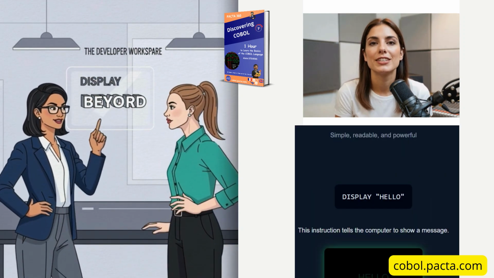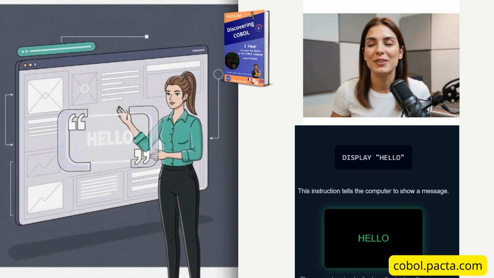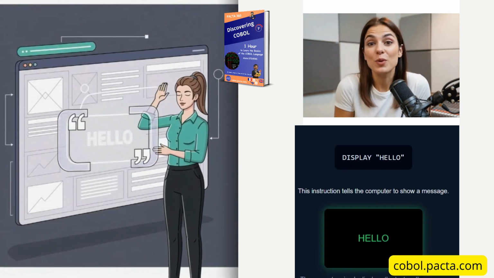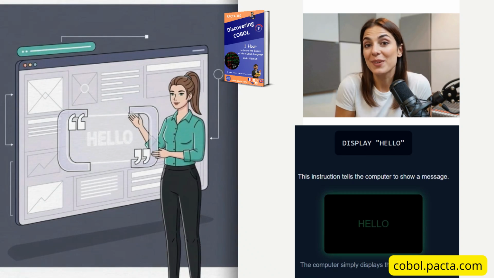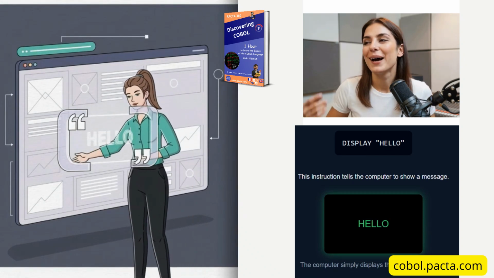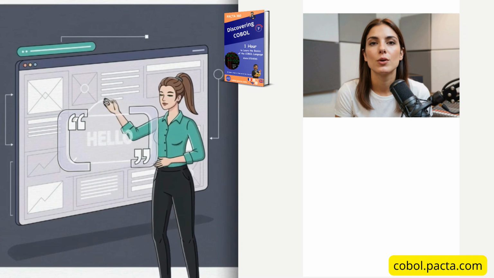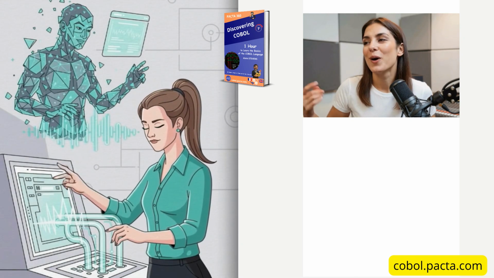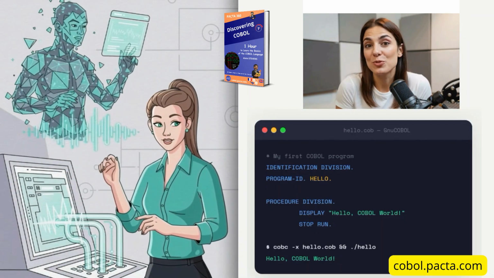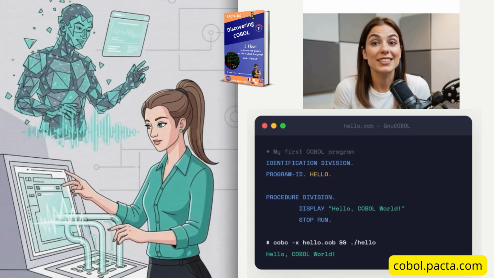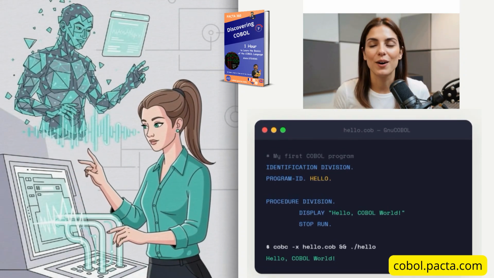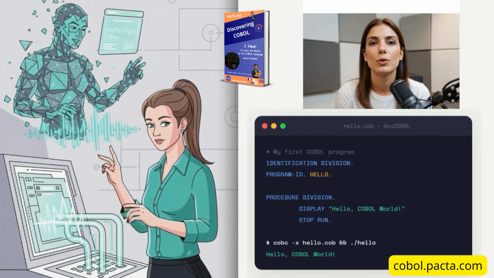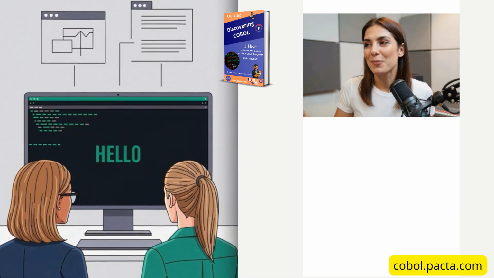To communicate with the system, we use descriptive verbs that clearly state our intent. One of the most essential verbs is display, which acts as a direct command to present information to the user or the log. Every command requires an object to act upon, which we call a literal when it is fixed text. By placing the word hello inside quotation marks, we define exactly what the system needs to process.